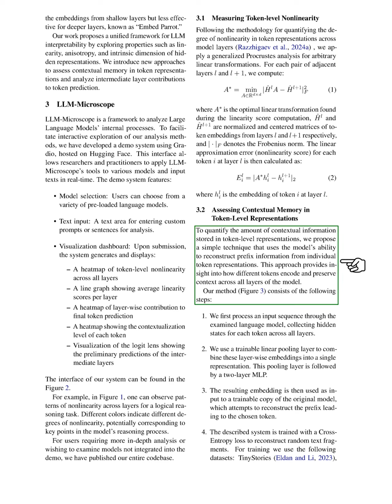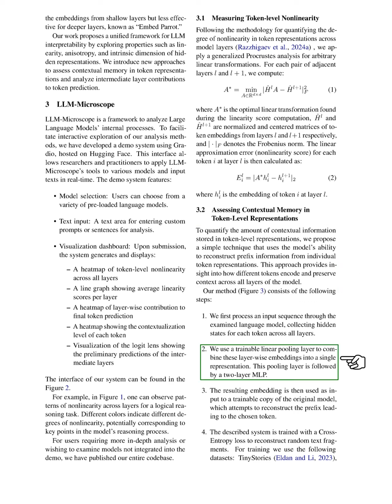We propose a method that examines how well the model can reconstruct prefix information from individual token representations. This involves processing an input sequence through the model, gathering hidden states, and combining these into a single representation using a trainable pooling layer followed by a two-layer MLP.